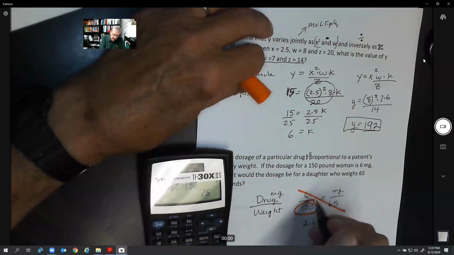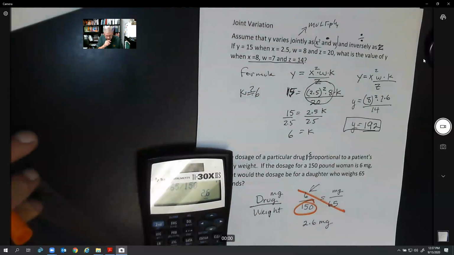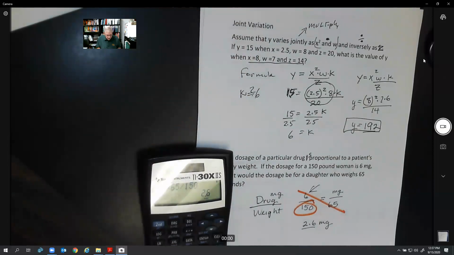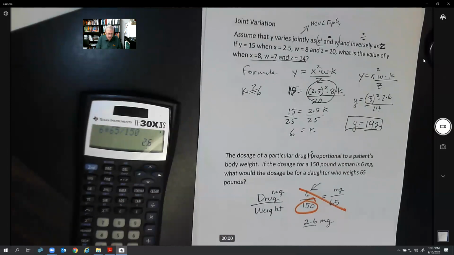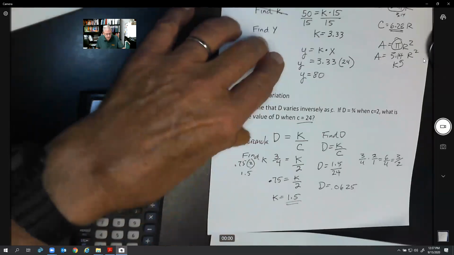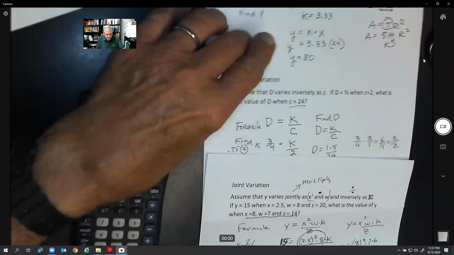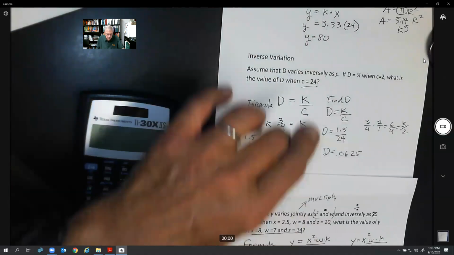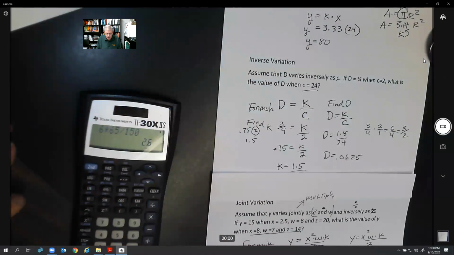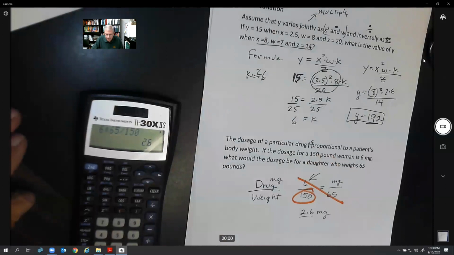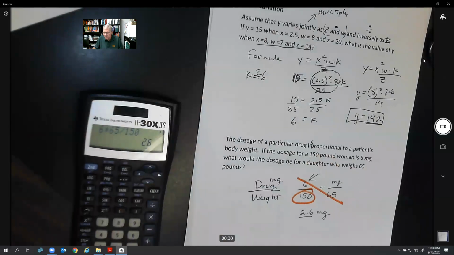So it makes sense: if you gave this lady 6 milligrams, this child is a lot less in weight, so you would give that child 2.6 milligrams. There you got it. So we usually use direct variation sometimes, but most of the time we use inverse variation or joint variation when the problem's a little bit harder than writing just a simple proportion. But if the problem is easy enough to write a proportion, then you should go ahead and write just a basic proportion. All right.